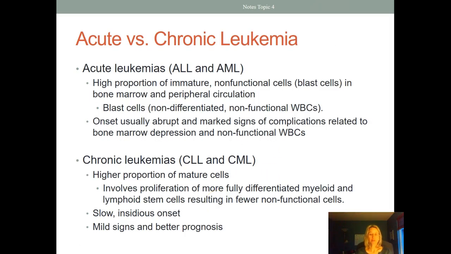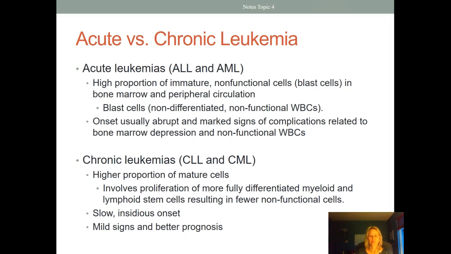We can also compare leukemia as being acute or chronic. Acute leukemias, which include acute lymphocytic leukemia and acute myelogenous leukemia, have a high proportion of very immature and non-functional white blood cells. These are referred to as blast cells. Blast cells are non-differentiated and not functional, so they don't act like a normal white blood cell, so they're useless in fighting infection.